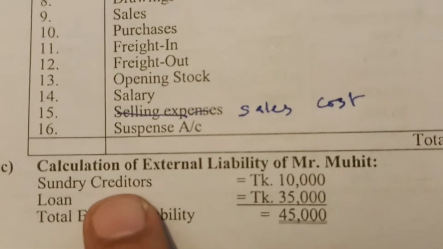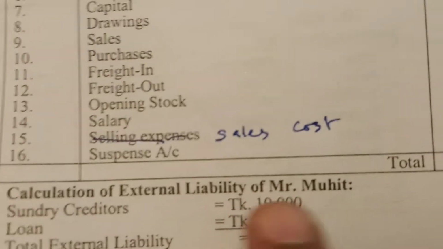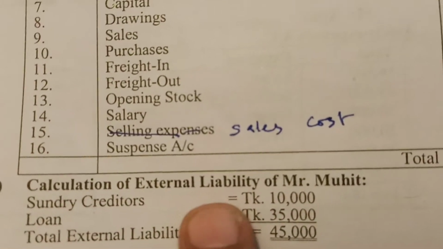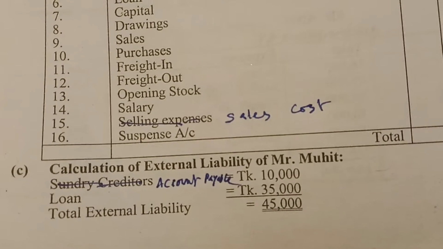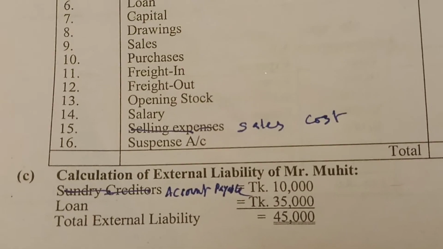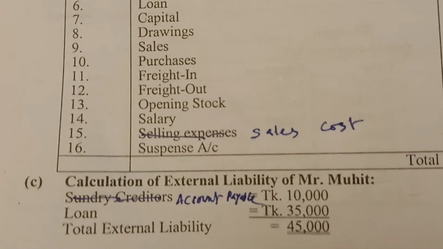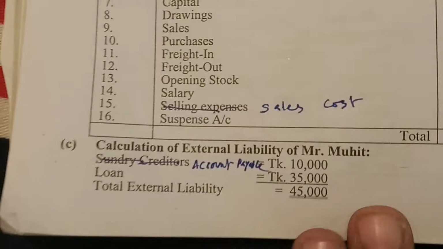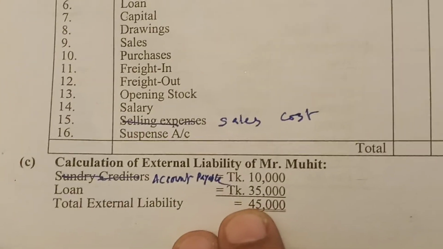Look, calculation of external liability of Mr. Mohit: sundry creditors, or it should be written accounts payable. I've rectified account payable, and the loan, the amount is 35,000 given in the question. So total external liability is 45,000.